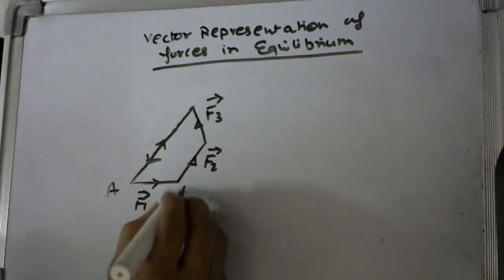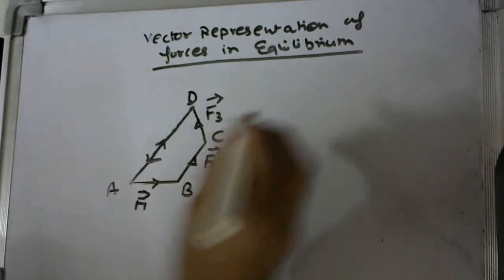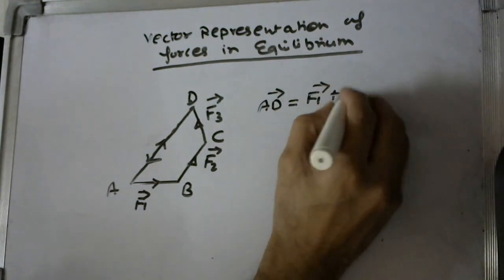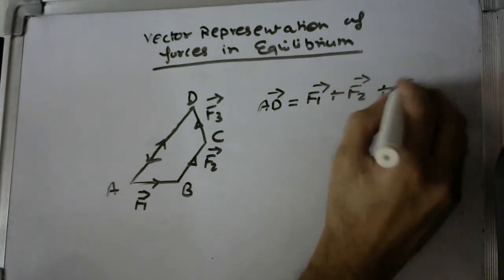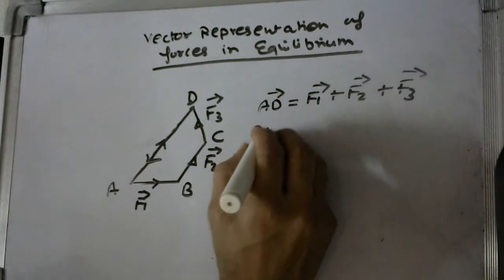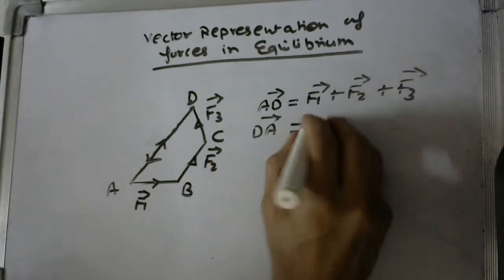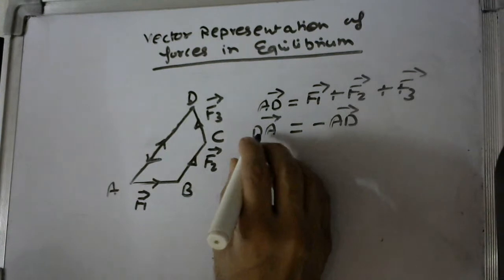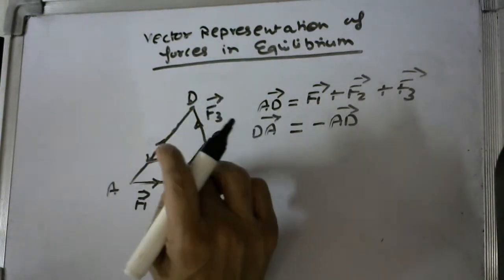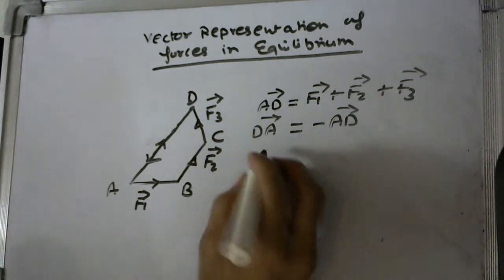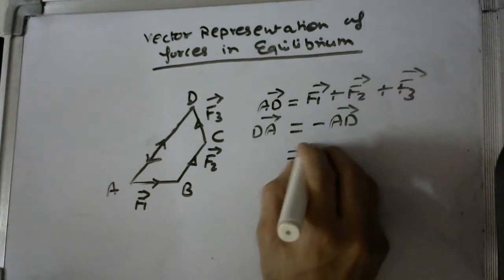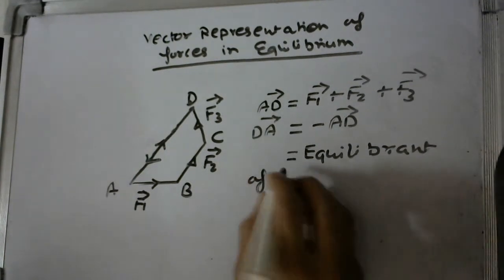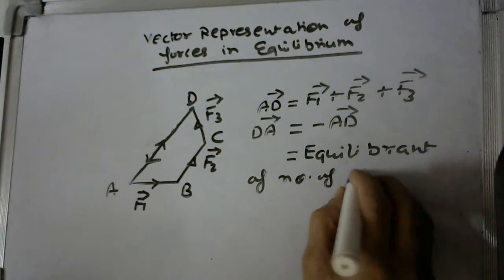So A, B, C, D. Now if vector AD was representing the sum of the forces F1, F2 and F3, then its equal and opposite vector, that is DA, if this is superimposed on this system of forces, then the entire system will be in equilibrium, and this vector DA is called the equilibrant of a number of forces.